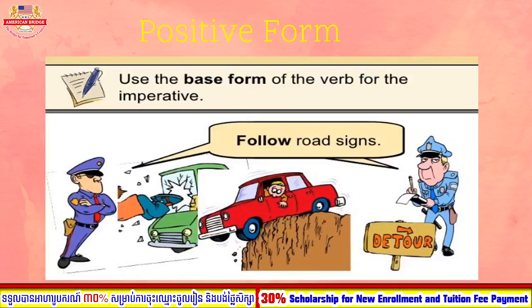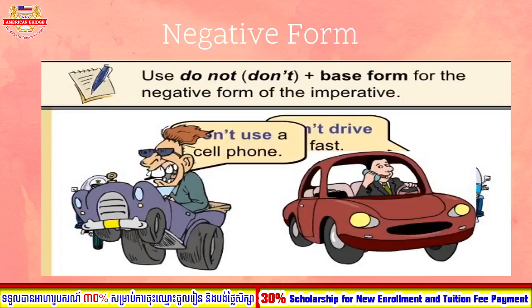Okay, so here is our positive form, where you need to use the base form of the verb for the imperative. You can use it like this: follow road signs, right? If you do not follow the road sign, you can fall down or something like that, or you can get an accident. That's why you need to follow road signs. So this one we also call giving instruction, right? Okay, so now let's move to the next one.